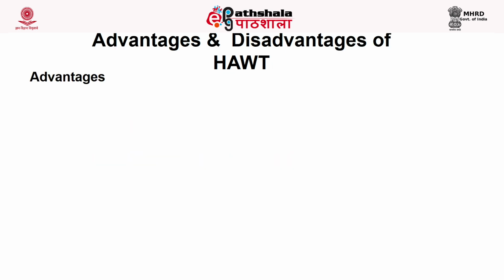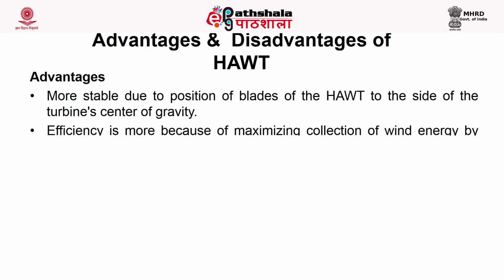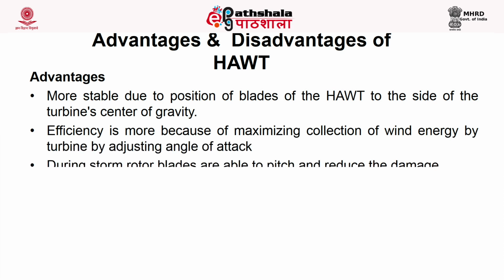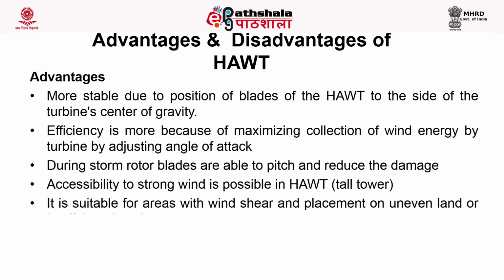Coming to the advantages and disadvantages of this horizontal axis wind turbine. It is more stable due to the position of the blades of the horizontal axis wind turbine to the side of the turbine center of gravity. Efficiency is higher because of maximizing the collection of wind energy by adjusting the angle of attack. During a storm, rotor blades are able to pitch and reduce the damage. Accessibility to strong wind is also possible in this turbine. It is suitable for areas with wind shear and for placement on uneven land or in offshore locations.